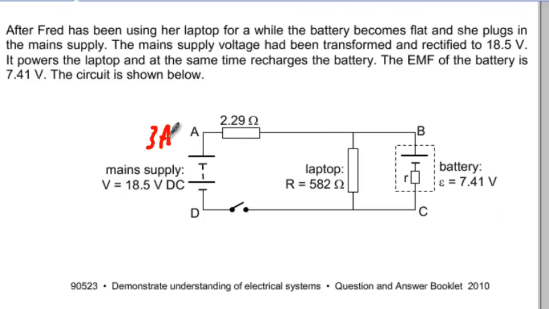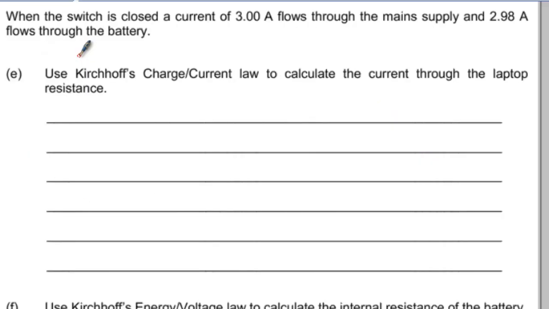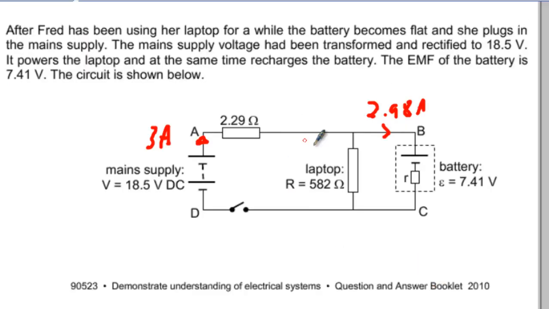So that's saying 3 amps comes out of the power supply and 2.98 amps goes through the battery in the "wrong" direction. Use Kirchhoff's current law to calculate the current through the laptop resistance. Hopefully the answer to that question is pretty obvious. Essentially we're asking, what is the current going through the laptop?